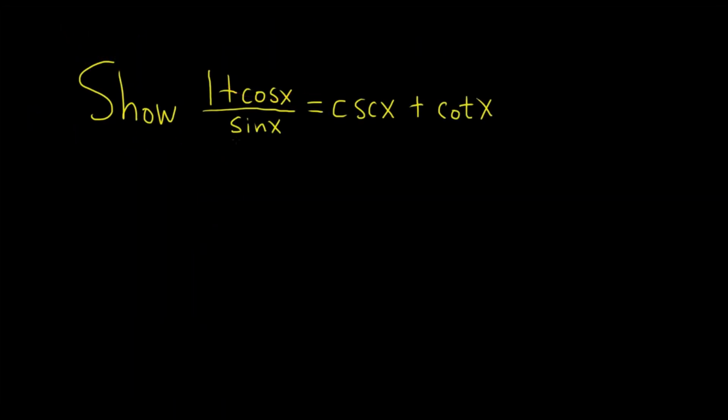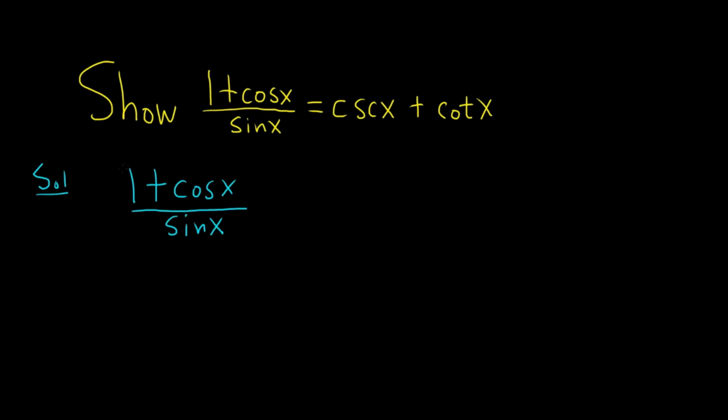In this problem, we have to show that 1 plus cosine x over sine x is equal to cosecant x plus cotangent x. Let's go ahead and work through this. Solution. We'll start by using the more complicated side. So let's start by writing down the left-hand side. So 1 plus cosine x over sine x. And now we have to show it's equal to cosecant plus cotangent.